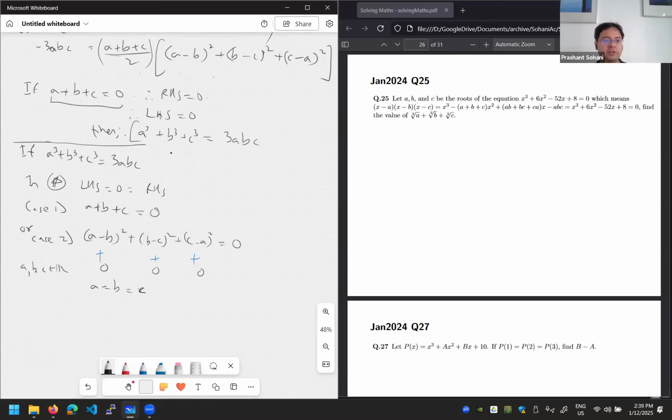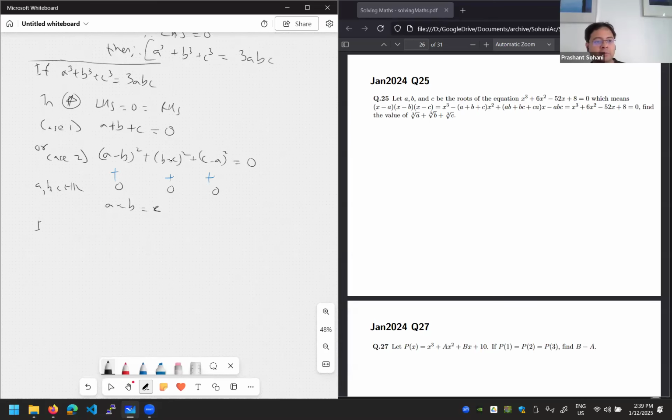If I were to write it like a theorem, then the theorem is like this: if I have real numbers, again insisting that we are talking about real numbers, such that a cube plus b cube plus c cube is equal to 3abc, then either the sum is 0 or the numbers are equal. Okay, one of the two has to happen. Only then this will be true.